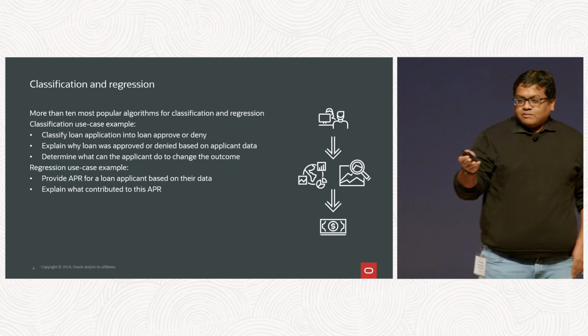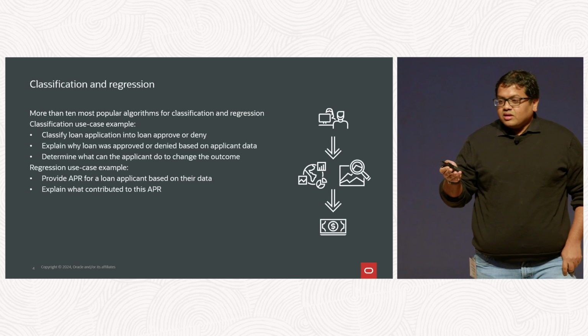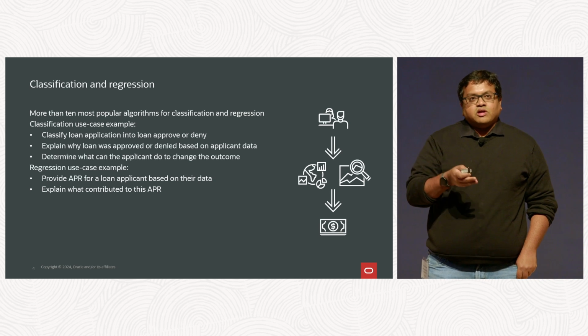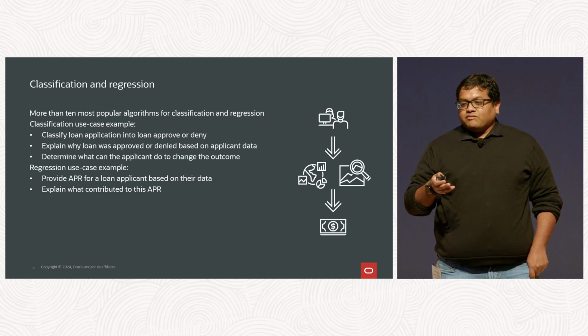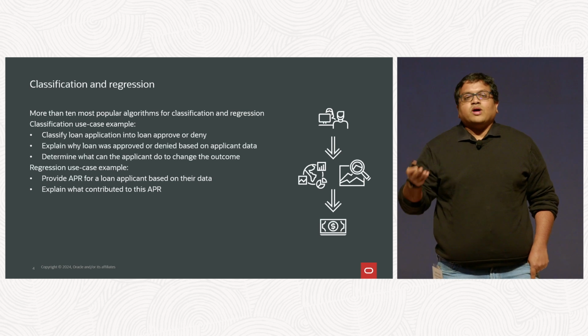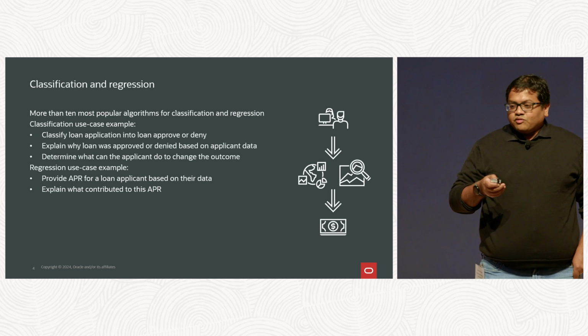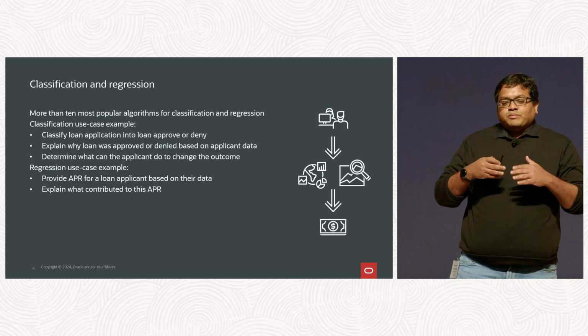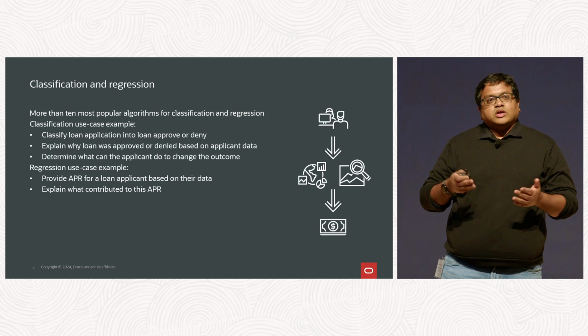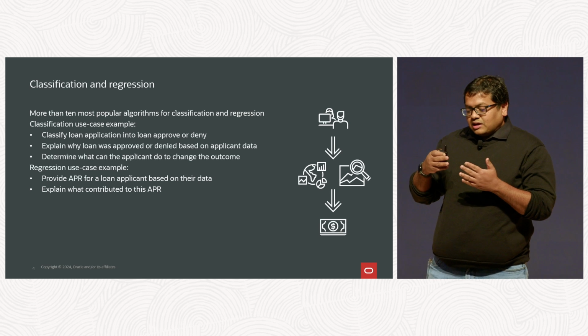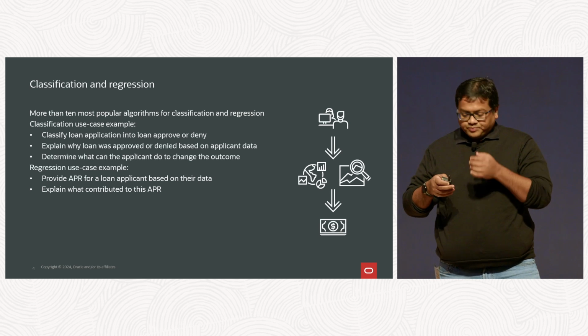Some of the examples here: you can classify a loan application into approval or denial, right? And then with HeatWave AutoML, you can explain why that loan was approved or denied. That's one of the capabilities we have. And then you also want to determine, using prediction explanations, what can I do to actually change my loan from a denial to an approval.